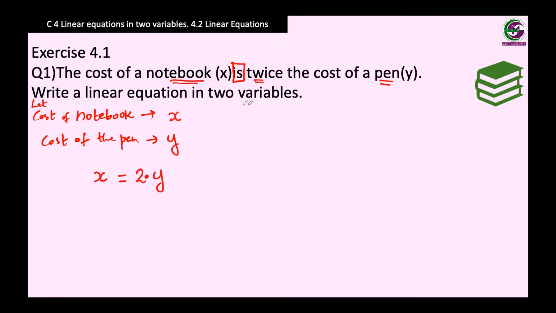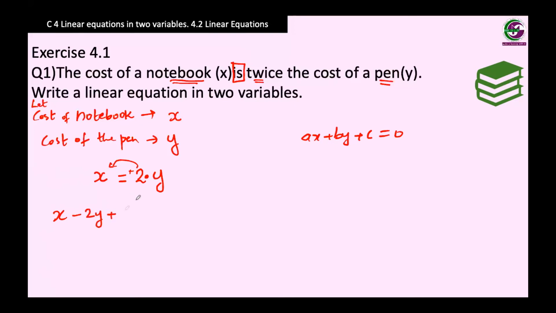Write a linear equation in two variables. So this is an equation in two variables, but we have to write it in the form of ax plus by plus c equal to 0. So first of all, we have to write x. So we have x here. The next one is plus 2y. When you transform, it will be negative 2y.